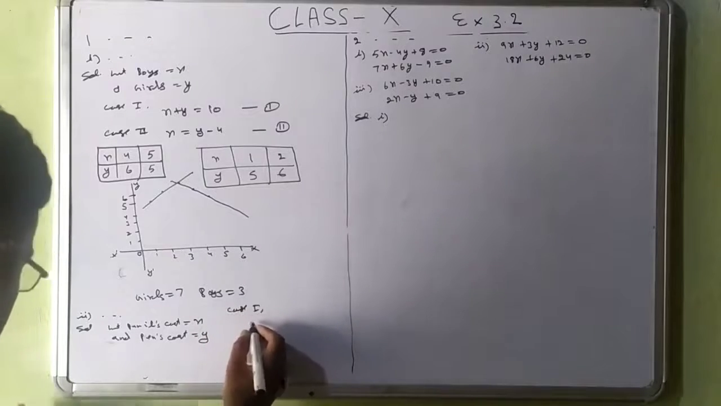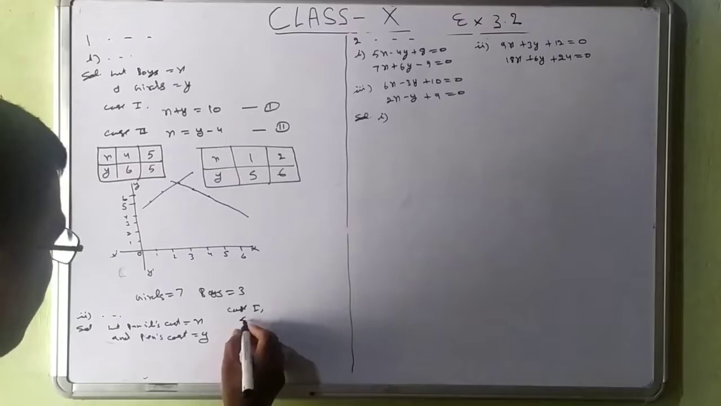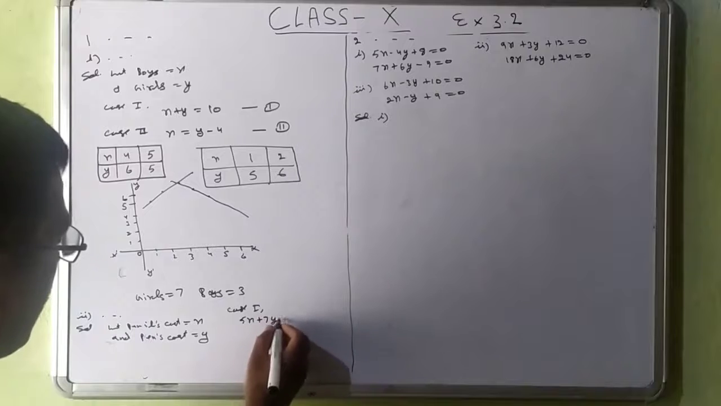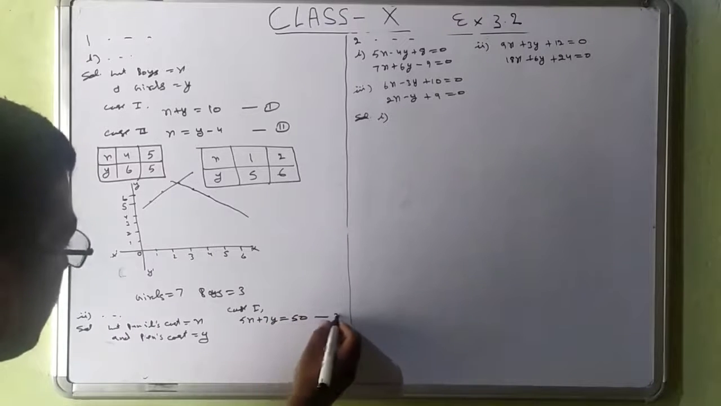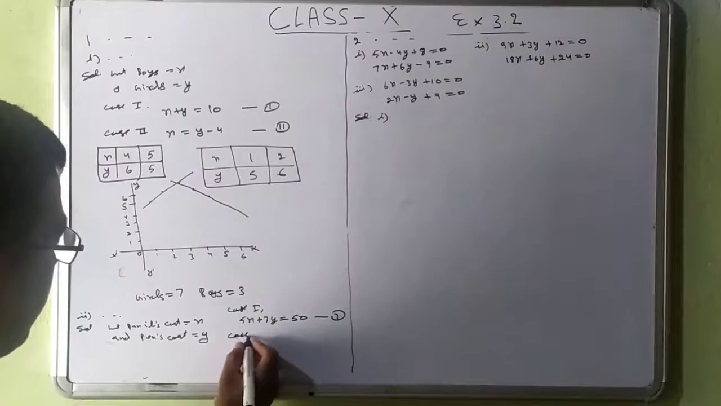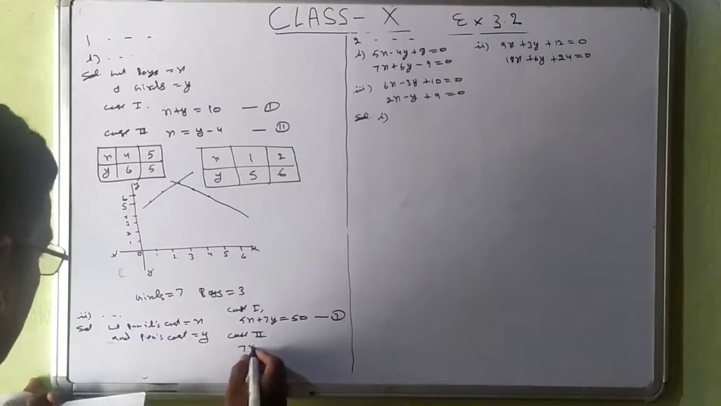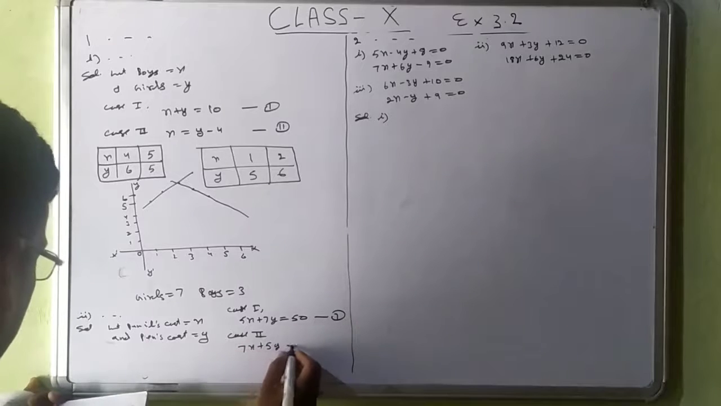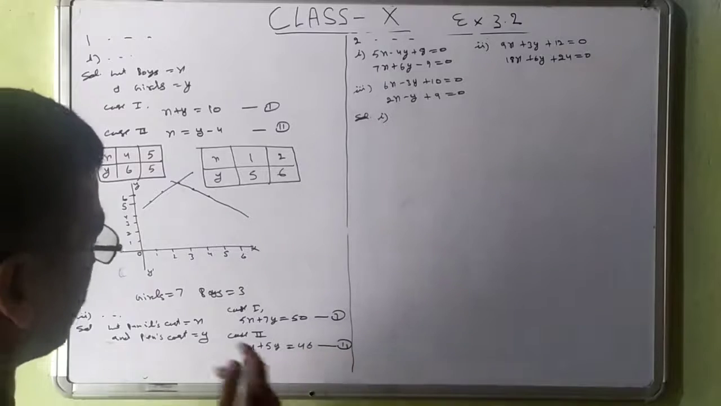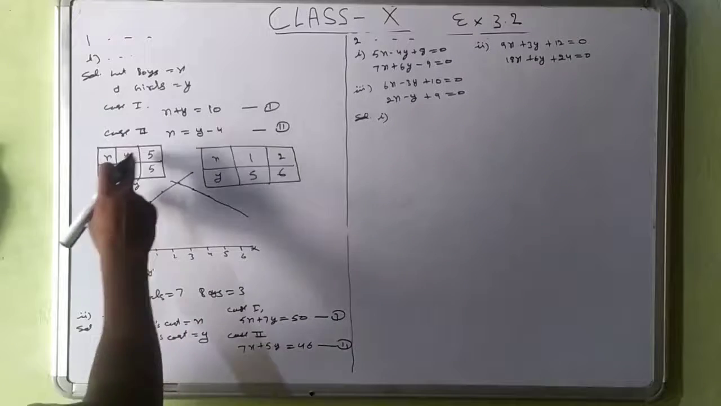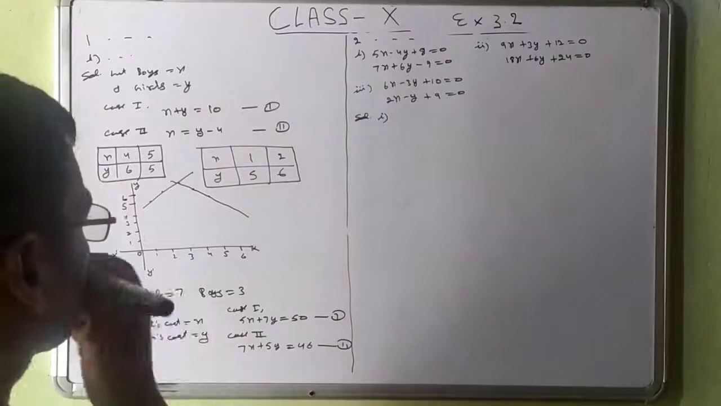So case first: 5x plus 7y is equal to 50. That is the first equation. Case second: 7x plus 5y is equal to 46. That is the second equation, and you will solve like this, then your answer will come, right?